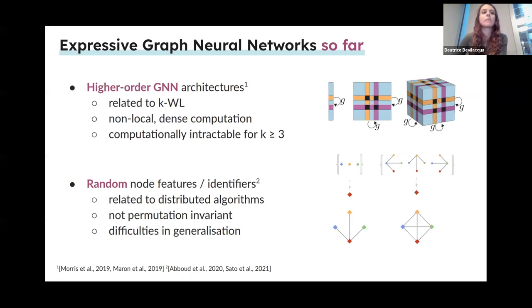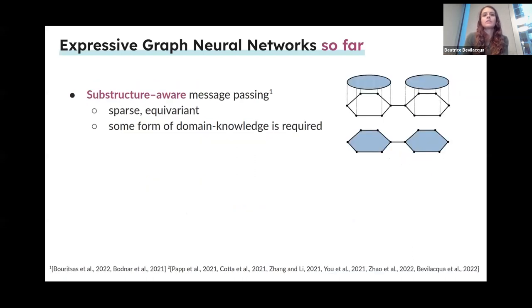What I wanted to say is that in practice, they have difficulties in generalization because, as you can intuitively see, a certain graph is potentially going to be given different identifiers in train and in test if it is seen again in test. And it is hard for the network to understand that it is indeed exactly the same graph that it saw in train. Other methods propose the usage of substructures, either to guide the message passing or by injecting this information before the message passing step. They are sparse and equivariant, but some form of domain knowledge is required to choose which substructures to use.